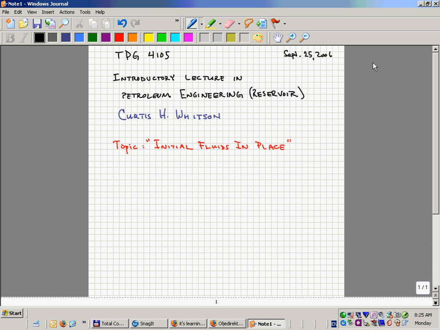Okay, and we're going to talk today about reservoir engineering things. But it's kind of the boring stuff because we're going to talk about the static part of the reservoir. What is down there? What do we find down in the reservoir? Gas, oil, water. How much do we find? Things like that. So we're going to talk about initial fluids, and the fluids we're talking about are gas, oil, and water. And in place means initially down in the reservoir.